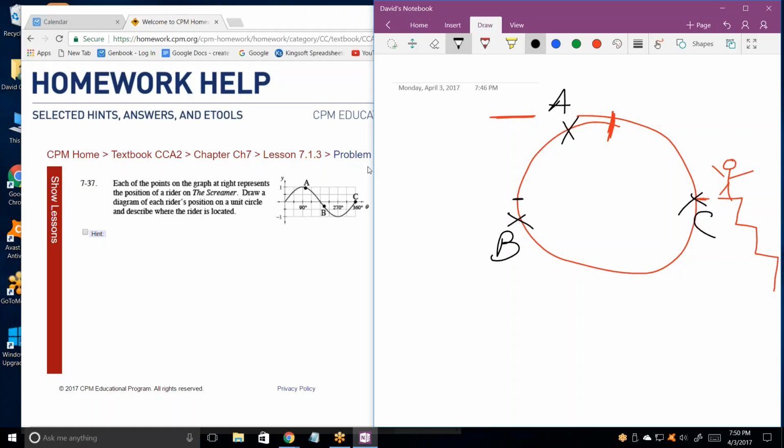And the Ferris wheel does exactly what the sine function does. It starts out in the middle, goes up to a peak, comes back down to a middle point again, keeps going down to a low, and then comes back up to the starting point. It's exactly what that sine function does.